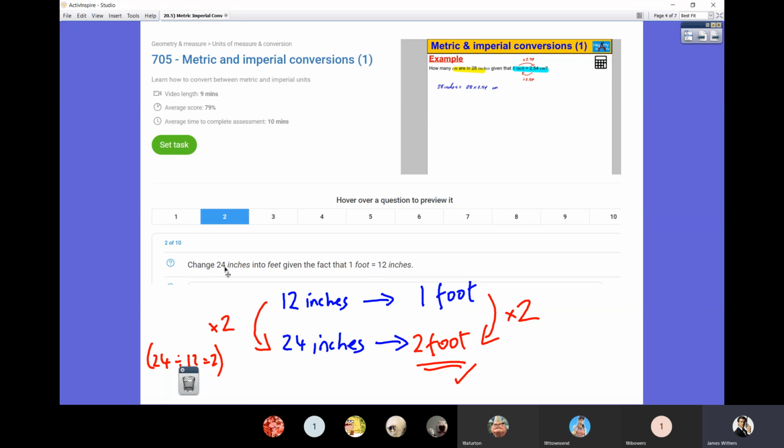Now we've got to know what 24 inches is. So write the 24 in your inches column. And clearly that's just double the inches. We've gone from 12 to 24. So if we're doubling the inches, we're going to be doubling the feet. So the answer for that one is 2 feet. So dead easy.